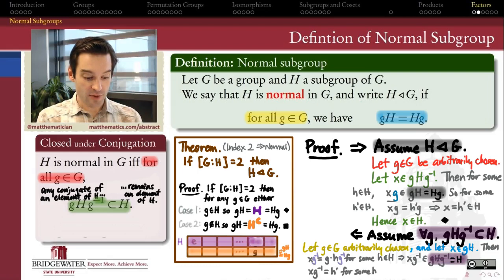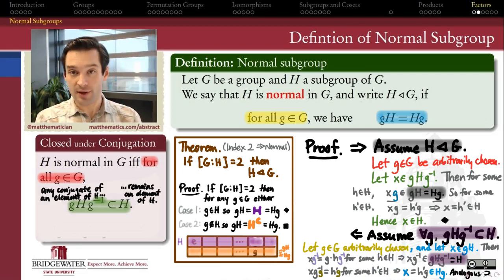And if XG inverse belongs to H, that means it's equal to H prime for some element H prime in my subgroup H. And then by multiplying on the right by G, I find out X is equal to H prime G. Therefore, X belongs to the right coset HG. So I picked an element in GH, and I showed, based on this assumption, that that element belongs to HG. The argument going in the opposite direction is completely analogous. And therefore, we can prove that GH is equal to HG.